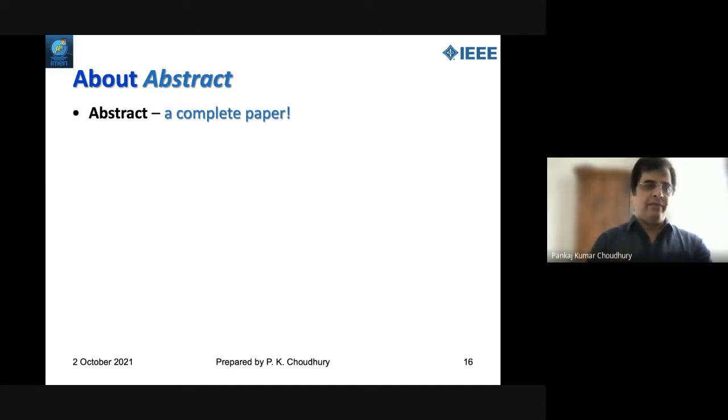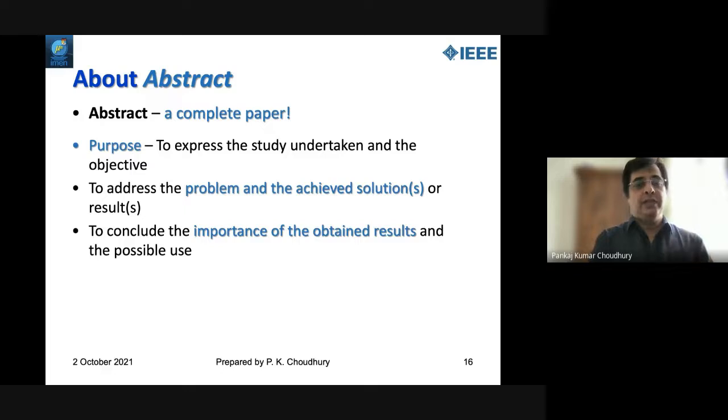So state the problem first, and then you say why it is an interesting problem. Why your problem is interesting, that is to be stated. Then you state the what. State the solutions that you achieve. Okay, so first, the purpose of the abstract is to express the study undertaken and the objective. Then you must address the problem and the achieved solutions. Then one must conclude the importance of the obtained results and the possible usages.